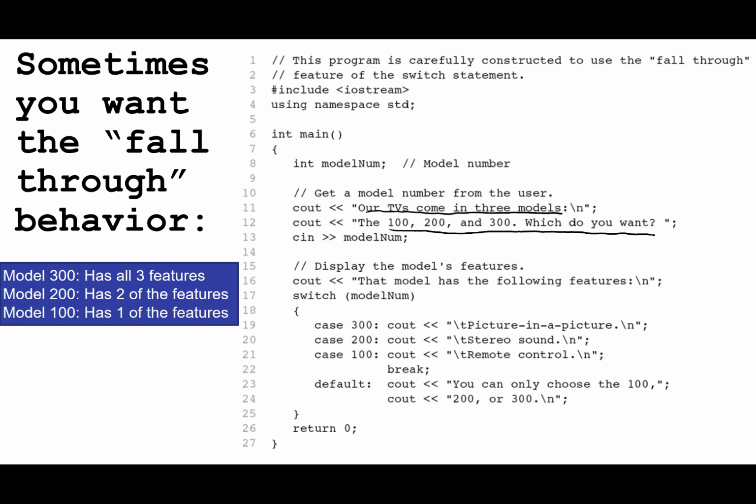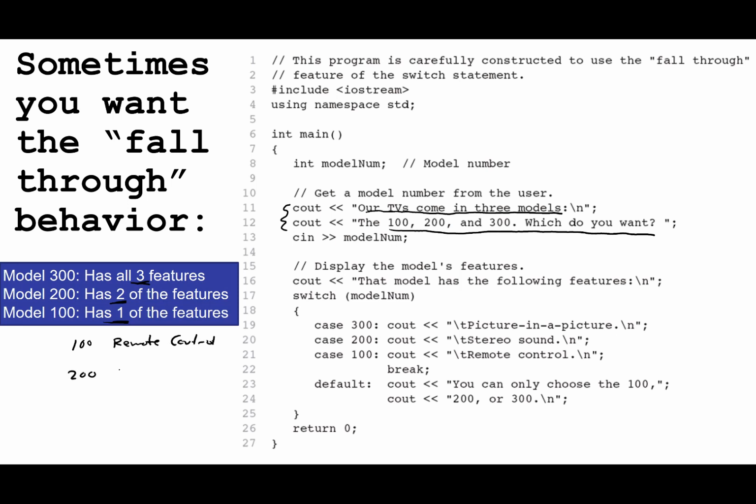And so these 3 models have, model 1 has 1 feature. Model 2 has 2 features, so Model 2 has all of the features of 1 plus another feature. And Model 3 has all of the features of 1 and 2 plus another feature. So depending on what model the user picks, we want to display the features of the different models.